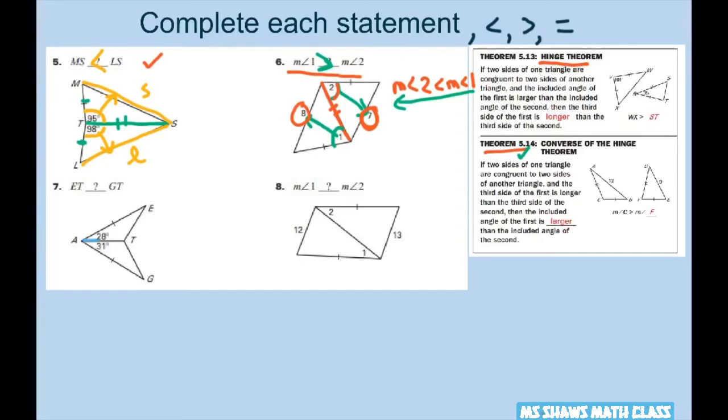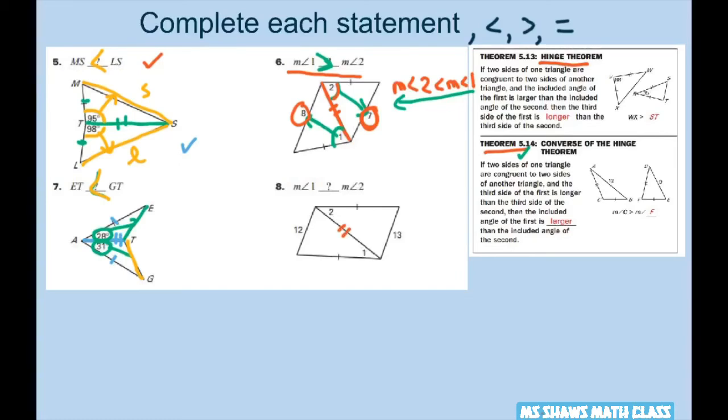This is a reflexive property. Looks a lot like this one. These two sides are congruent, and this side is congruent to itself. So 28 degrees is smaller than 31 degrees, so the side opposite, ET, is smaller than the side opposite of this one, which is GT. So that's smaller. And then we got another one, 12 and 13.